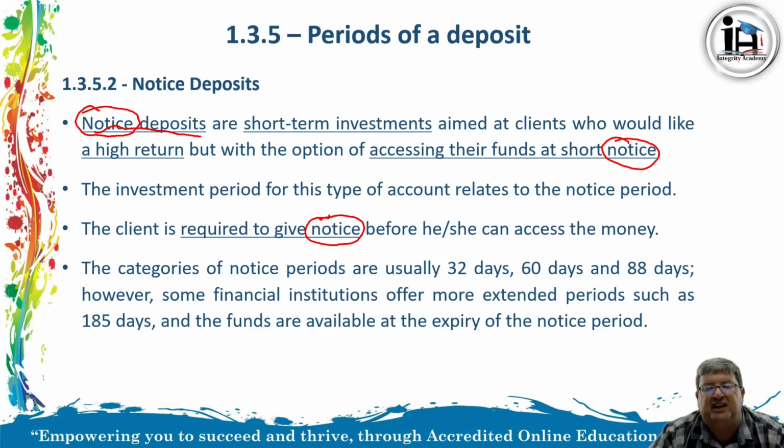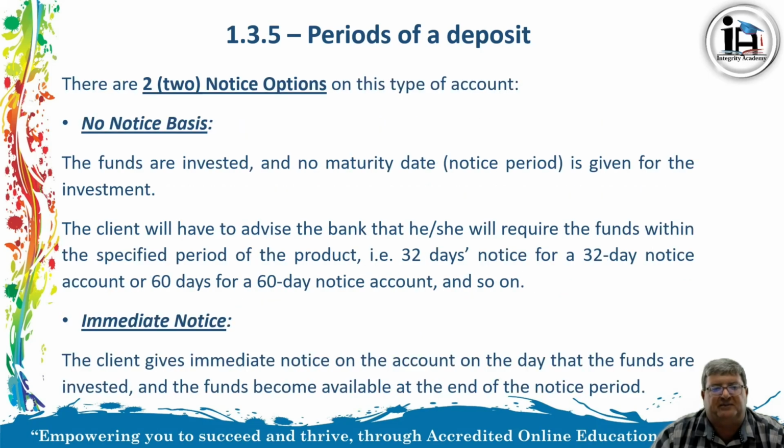The categories of notice periods are usually 32 days, 60 days, and 88 days. However, some financial institutions offer more extended periods, such as 185 days, and the funds are available at the expiry of the notice period. There are two notice options on this type of account. We've got the no notice basis, where they don't give notice, and you've got immediate notice. So when you look at no notice basis, the funds are invested and no maturity date or notice period is given for the investment. The client will have to advise the bank that he or she will require the funds within a specific period of the product, like 32 days notice for a 32-day account or 60 days notice for a 60-day account, and so on.